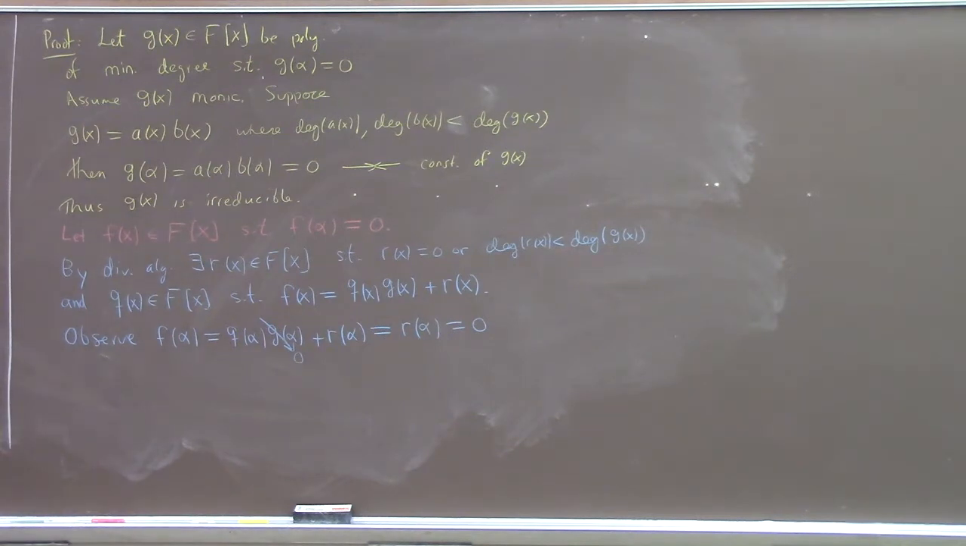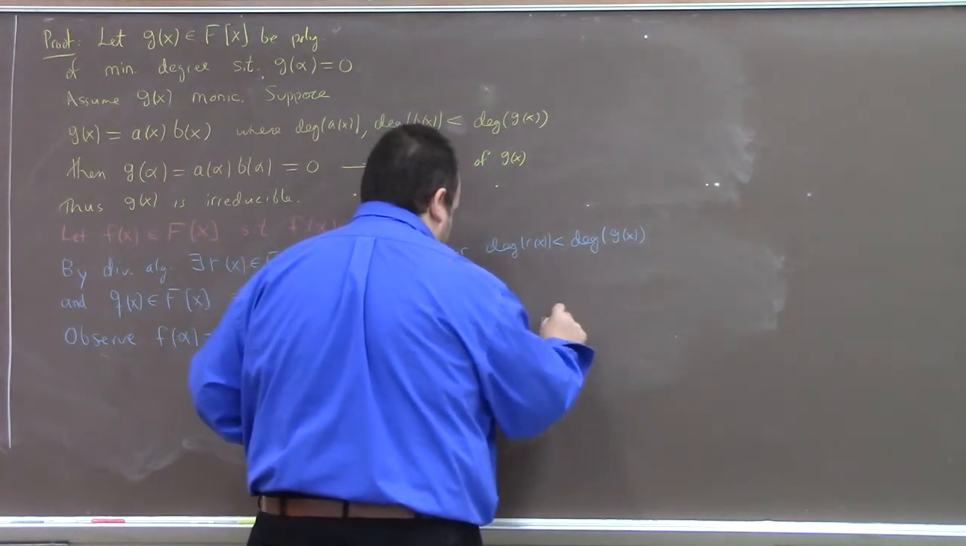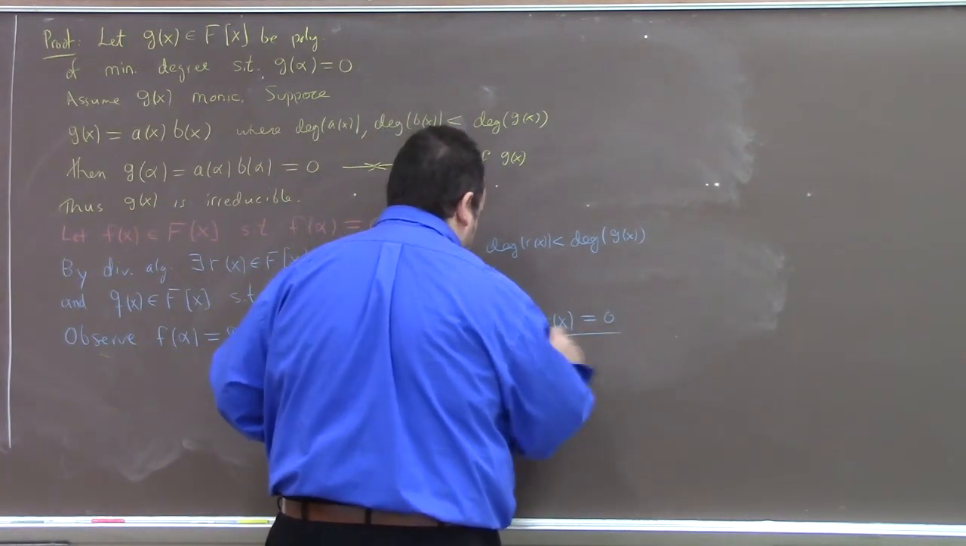If r of x is non-zero, then that would give you a polynomial of lesser degree than g which takes alpha as a 0. This is forbidden by the construction of g. Therefore, it must be that r of x is equal to 0.